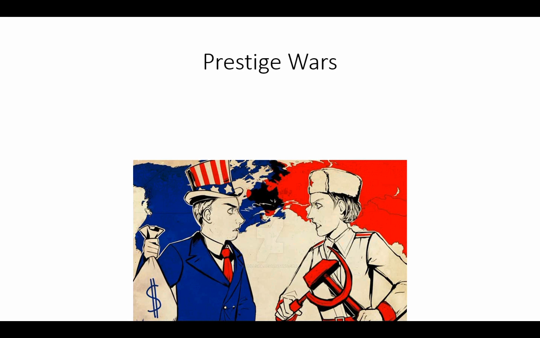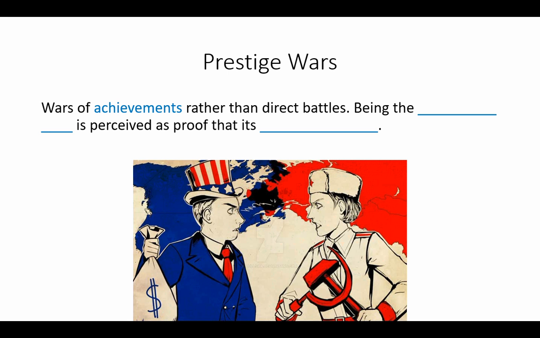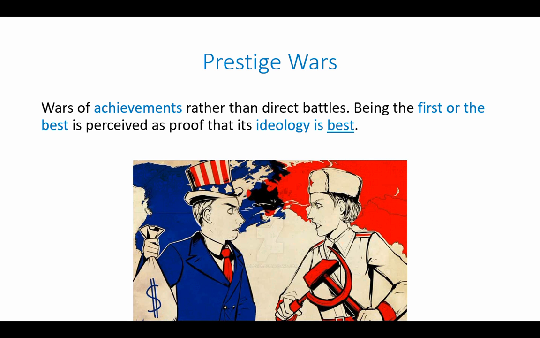If they were not going to compete with each other in direct warfare, they would compete with each other in prestige wars. So what does that mean? These were wars of achievements rather than direct battles. So being the first or the best, that was perceived as being proof that their ideology was best. So if the Americans could develop like the best economy, the most money, the best standard of living for their citizens, well, then that would be like winning the prestige war of economics. By becoming very rich, they could show the world that capitalism was the way forward, right?